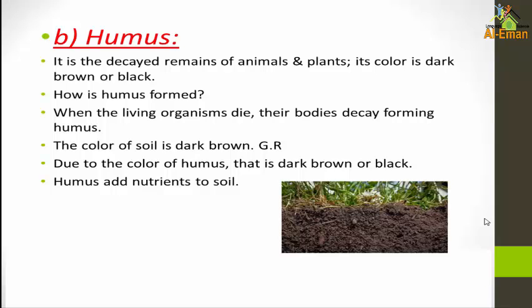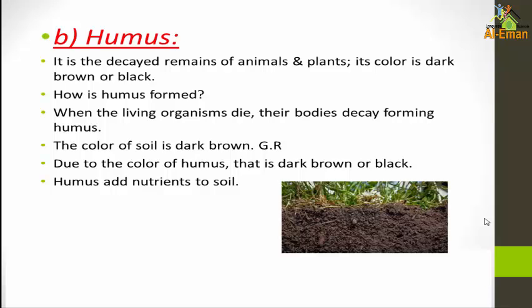What is humus? Humus is the decayed remains of animals and plants, and its color is dark brown or black. So the humus is the decayed remains of animals and plants. Okay? How is humus formed? When the living organisms die, their bodies decay, forming humus, and it could be dark brown or black.